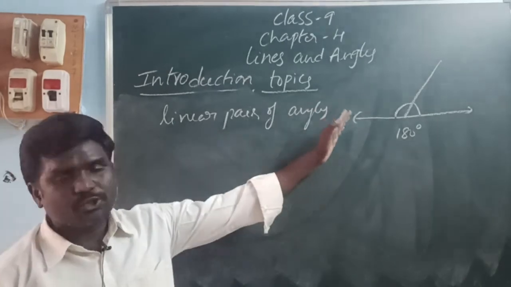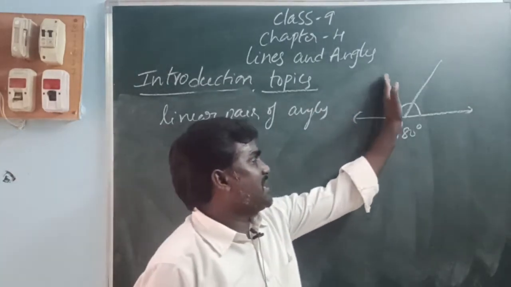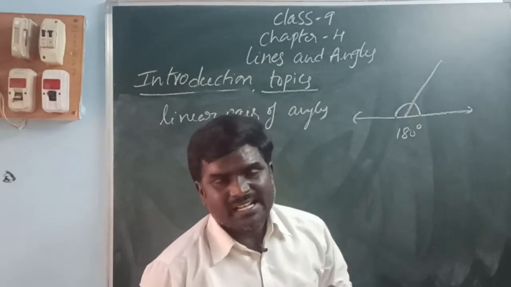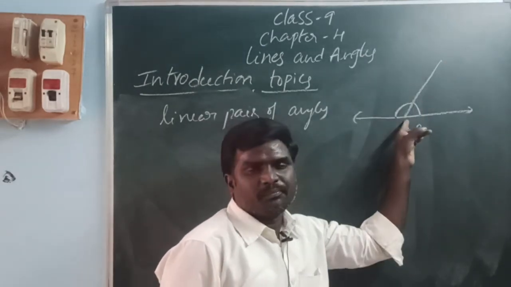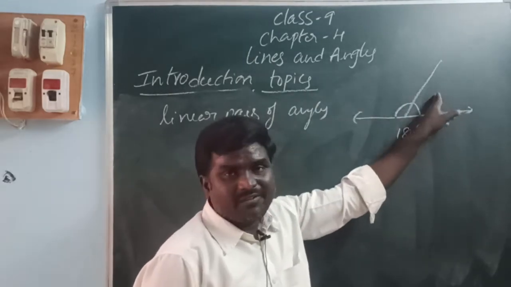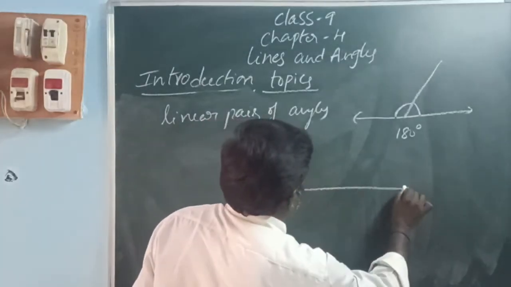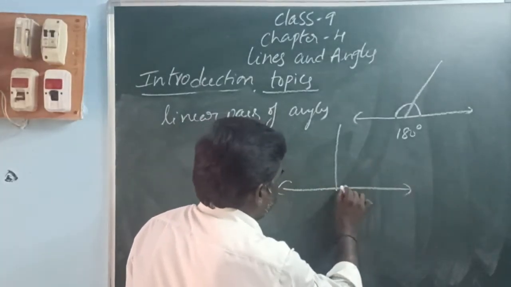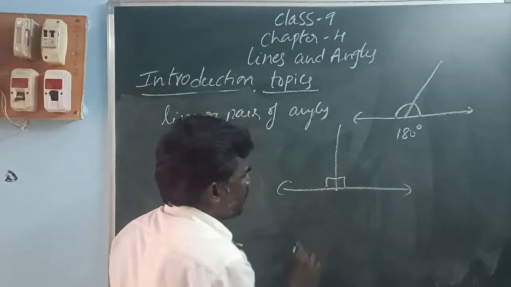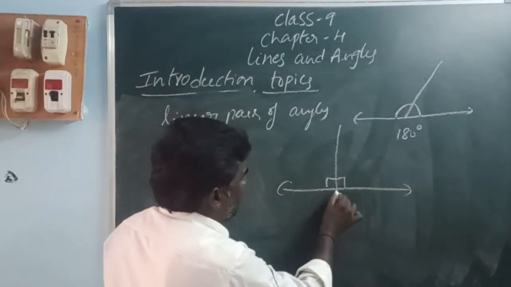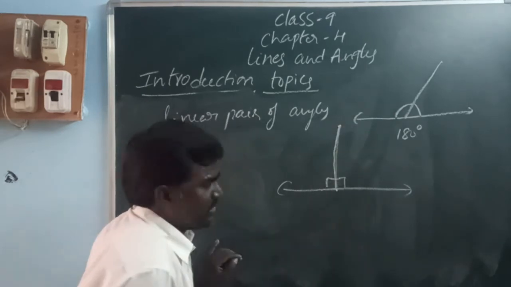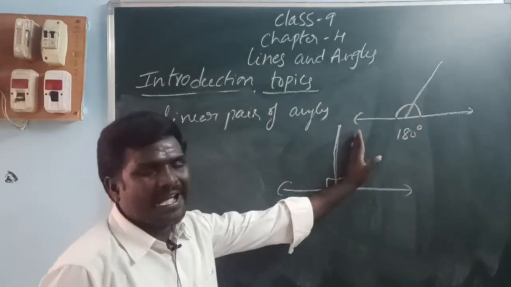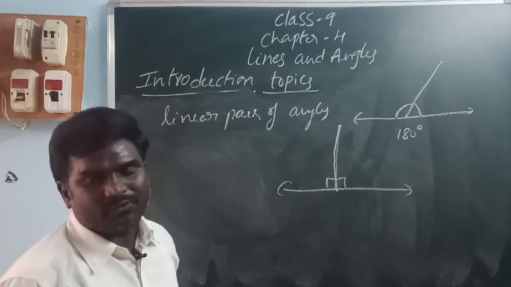Adjacent angles means what? Any two angles having a common point and a common arm. Here the angle is how much? 90 degrees. Here the angle is how much? 90 degrees. These two angles have a common point and a common arm. 90 plus 90, how much? 180. So therefore these two angles are called linear pair of angles.